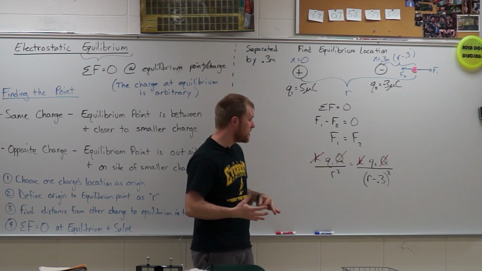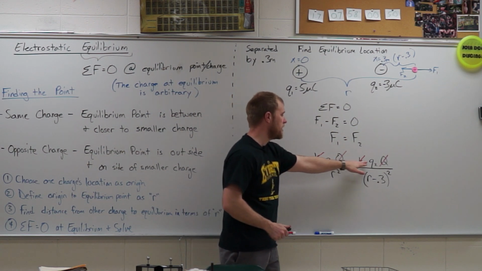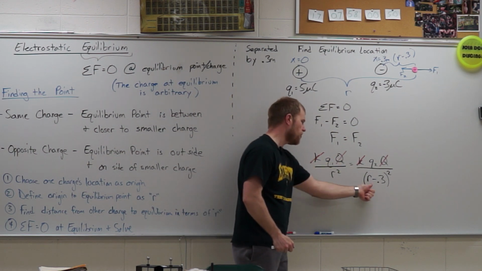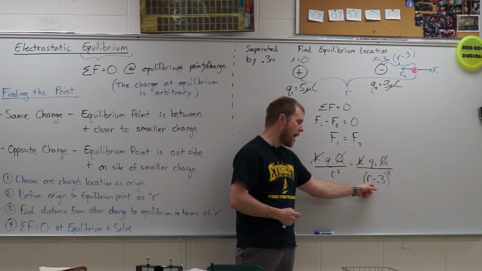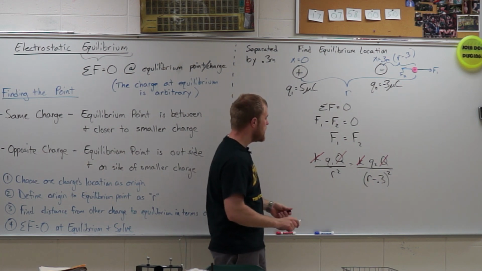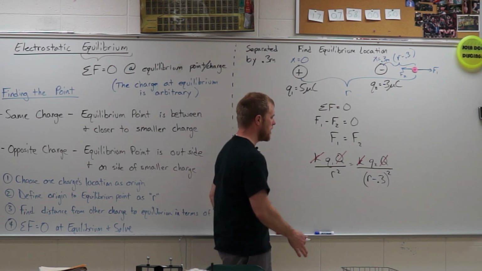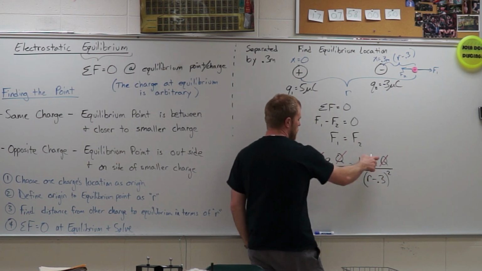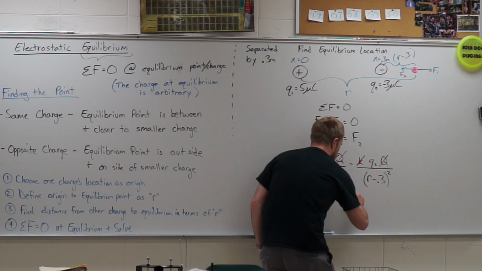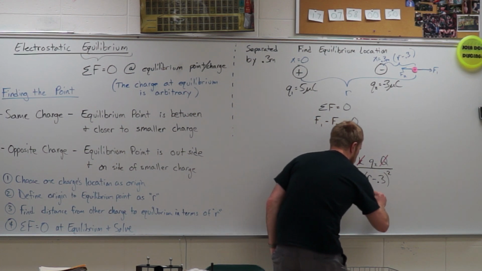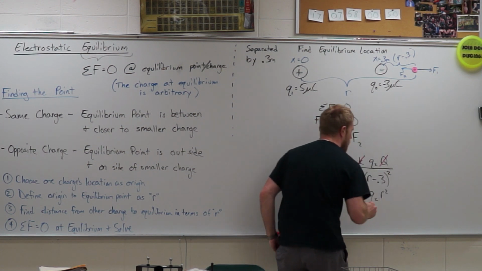At this point, we're just solving now. I know what Q1 is. I know what Q2 is. I just have to solve for r. Now, you'll notice that we are going to have a quadratic to solve. So the easiest thing to do to get it into more of a quadratic format is to do a cross multiplication here. So I have Q1 times r minus 0.3 squared equals Q2 times r squared.